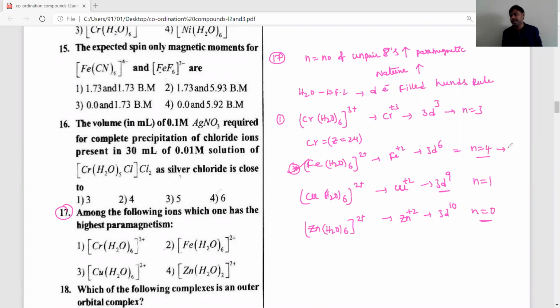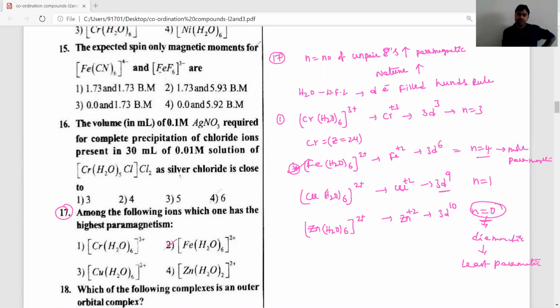It has the most paramagnetic nature. Then come the chromium complex, then the copper complex, and last zinc 2+, because n equal to 0 means diamagnetic nature, or least paramagnetic. Least paramagnetism is present for the Zn 2+ complex. So the answer is the second option.